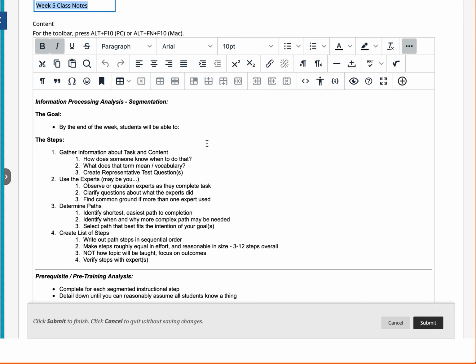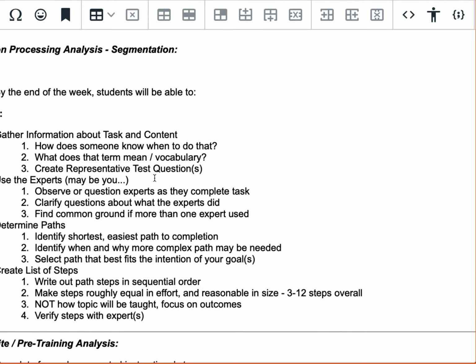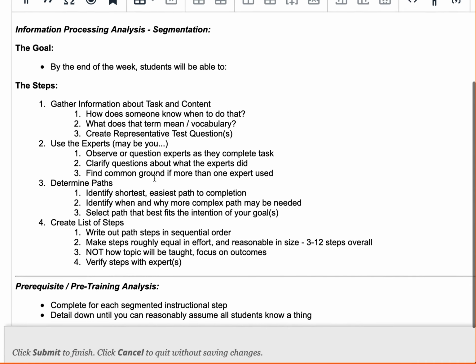In any case, the 4 steps that we're going to look at, I've got laid out here. I'll try to make that a little bigger.